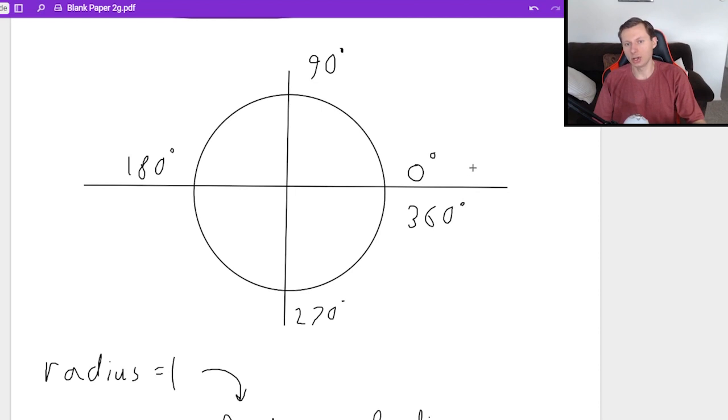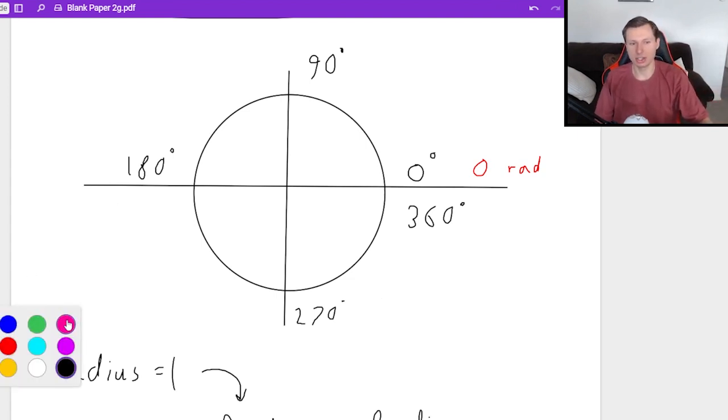Now, I'm just going to tell you what the radians are in this circle. We're going to start at 0 radians. It starts at the exact same place. Now, here's a question. How many radians are there in a circle? Another way of asking that, how many radii are in a circle? And the answer, of course, is 2 pi.